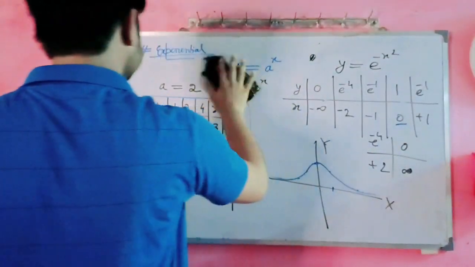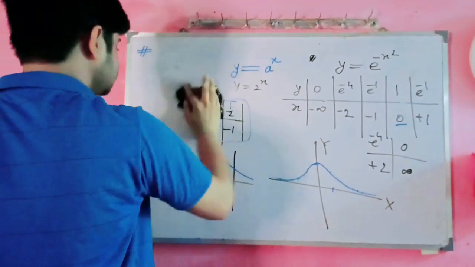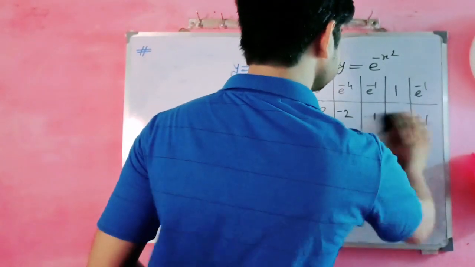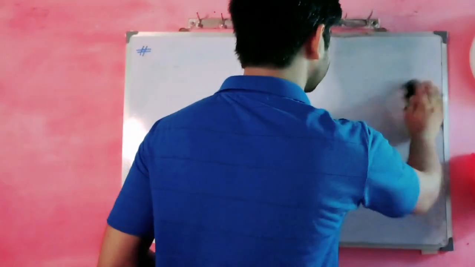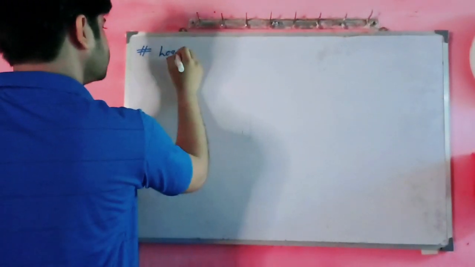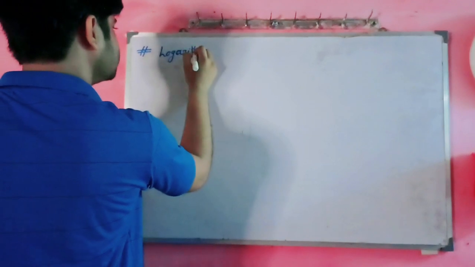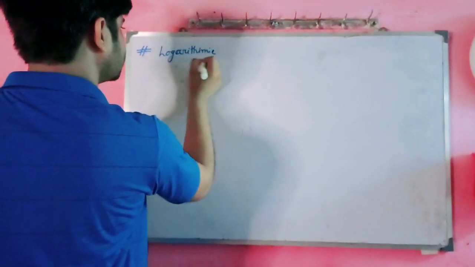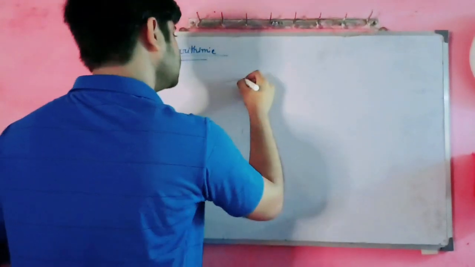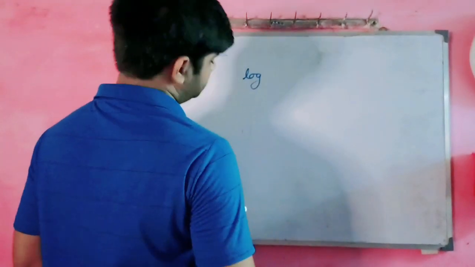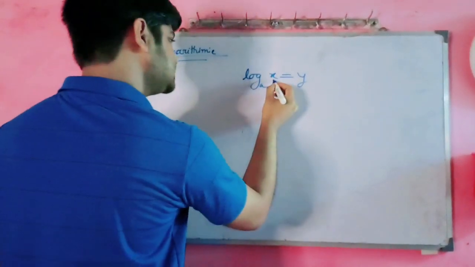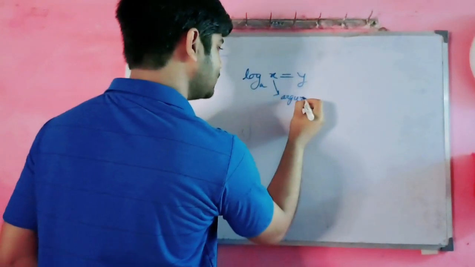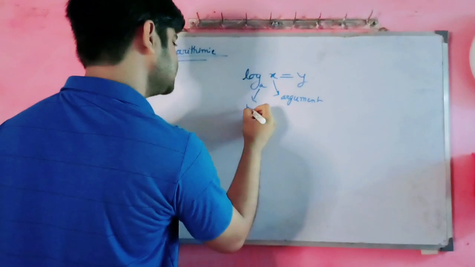So this was our exponential graph. Now let us move on towards the logarithmic graphs. In a logarithmic graph, say log x base a equals y, where x is called the argument. We all know it, and a is called the base.